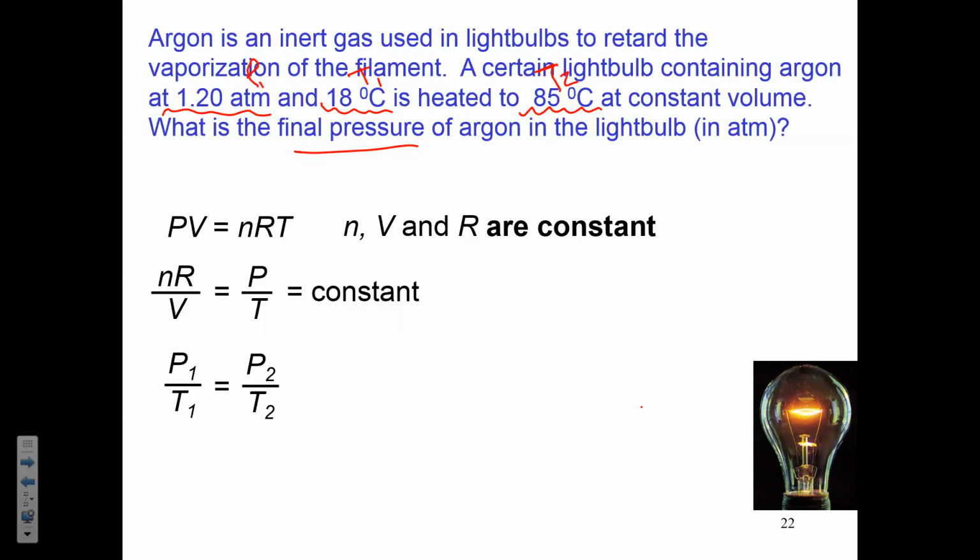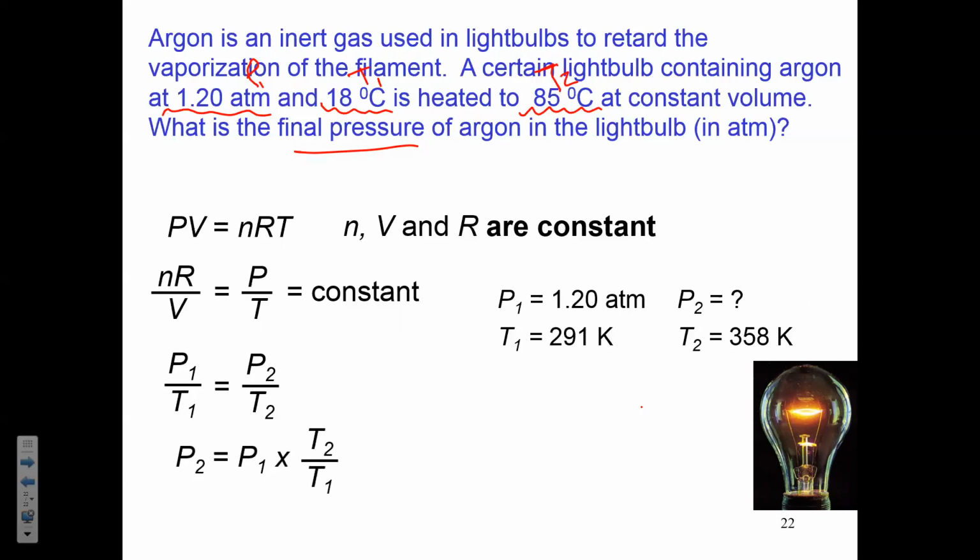Remember to convert your temperatures to Kelvin, which is just adding 273.15 to each of those numbers. We end up with something like this when we do that. And now we can solve my equation for P2. We end up with this when we plug in my numbers and get my final answer. Cross out my Kelvins, I should end up with ATM, so 1.488.